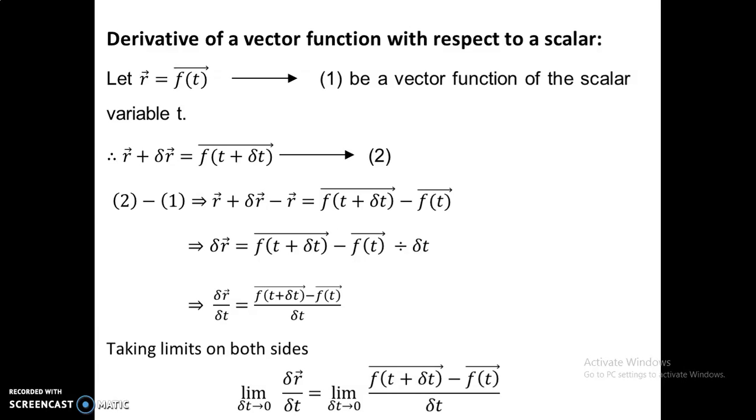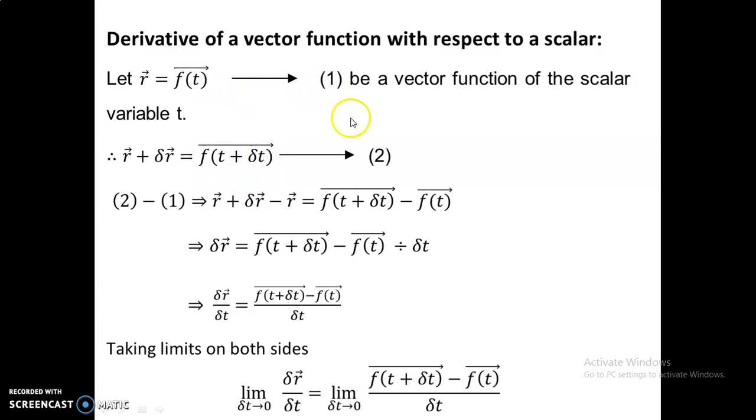First of all, I would like to discuss the derivative of a function with respect to a scalar variable t. Let R be a vector function of a scalar variable t. Then for small changes in R, we get R plus delta R. Because R depends on t, t also changes by a small amount, that is t plus delta t. It is f of t plus delta t.